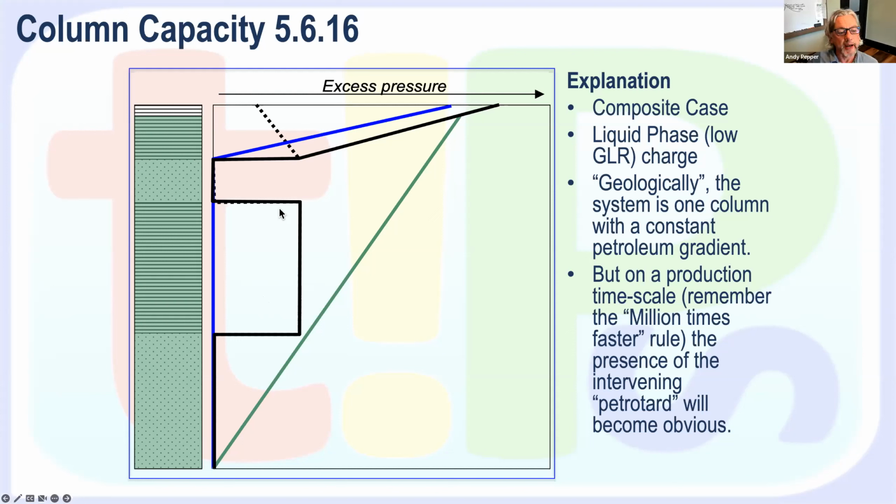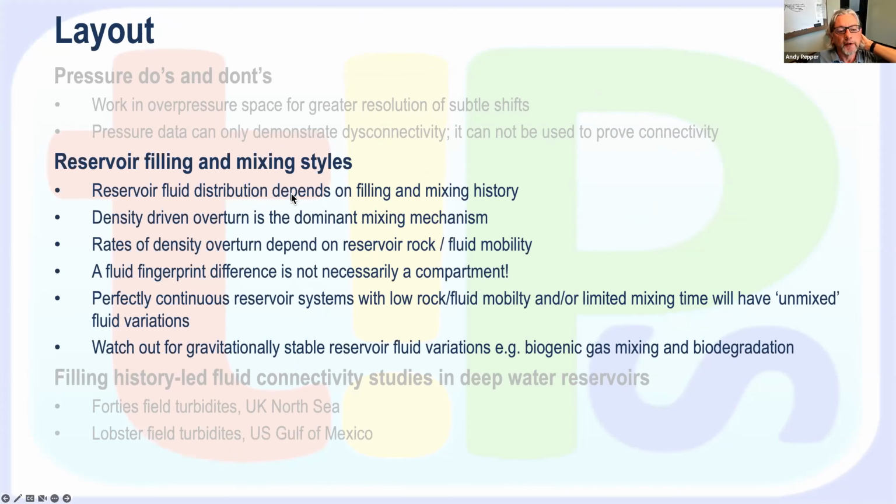Okay, so then the reservoir filling and mixing, I want to talk about how fluid distribution depends on the filling and mixing history of the reservoir. Density-driven overturn is the dominant mixing mechanism during the reservoir filling process, and the rates of that density overturn depend on the rock and fluid mobility of the reservoir system.